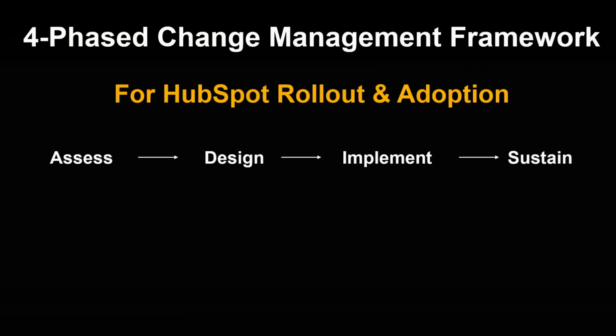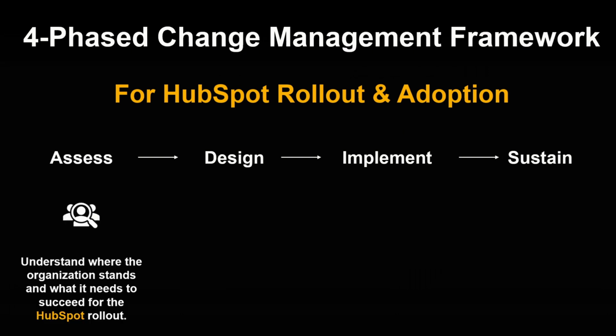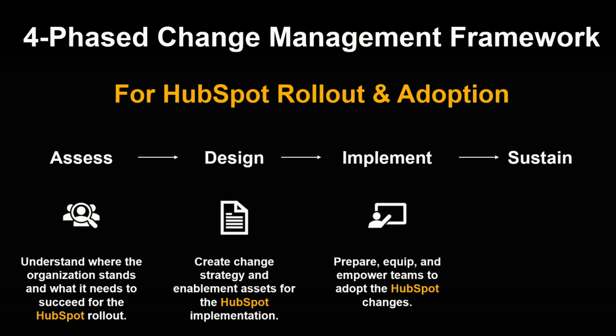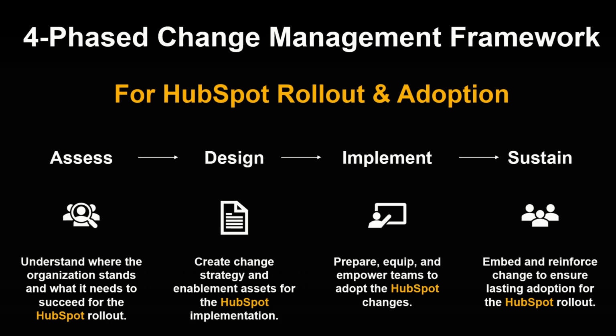To increase your success, you will want to apply this four-phase change management approach, which is best for HubSpot rollout and raising adoption. You want to start by assessing readiness for the HubSpot rollout. And then you go into design, where you build your change strategy as well as your detailed plans and the respective materials and assets for delivering change management for your HubSpot implementation. The third phase is where we implement the change deliverables and track adoption. And then finally, we sustain and reinforce the change, embedding new behaviors into day-to-day operations.